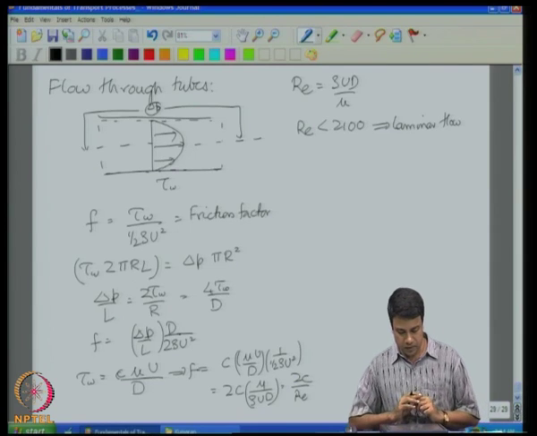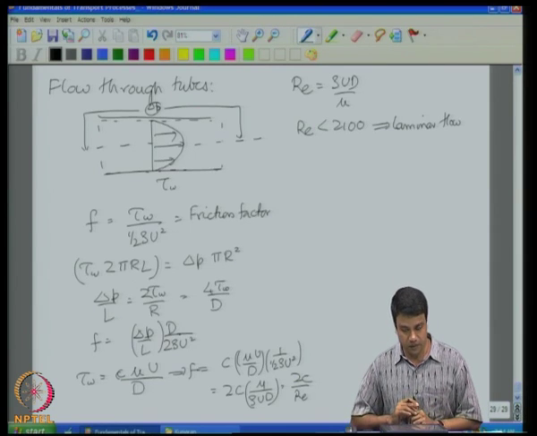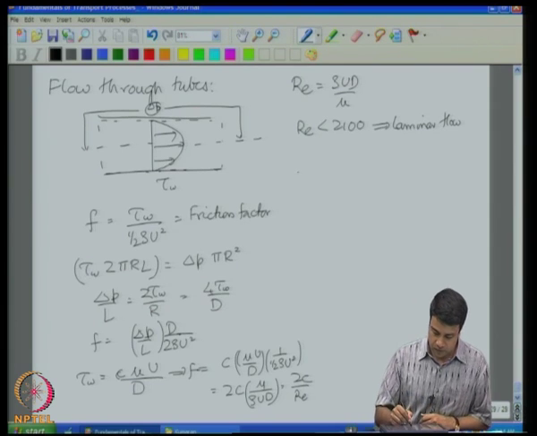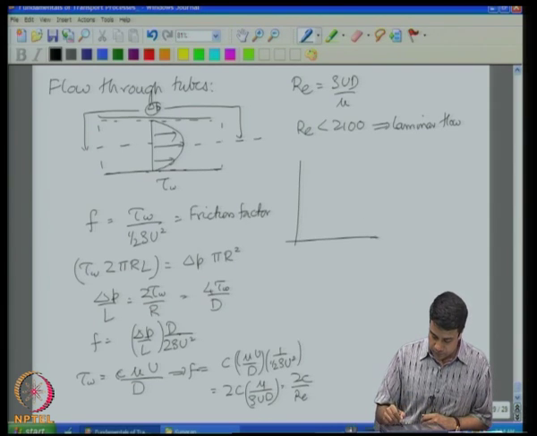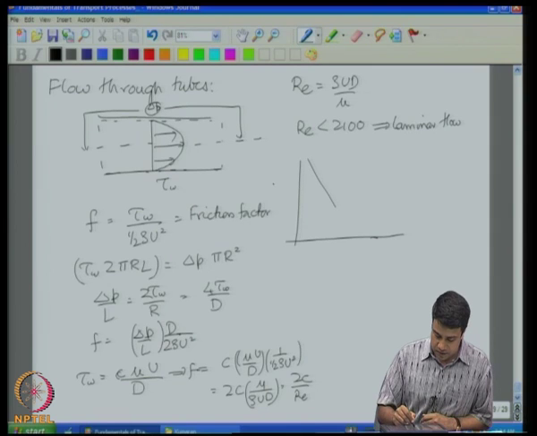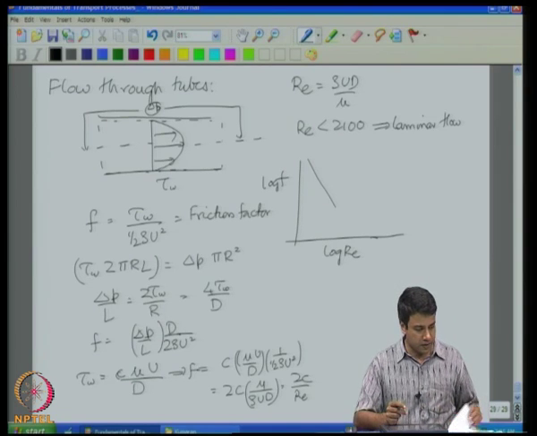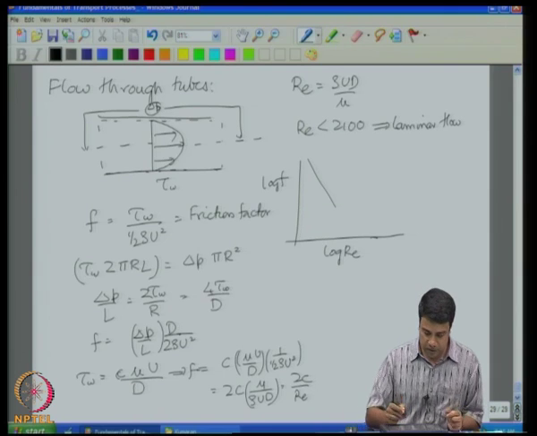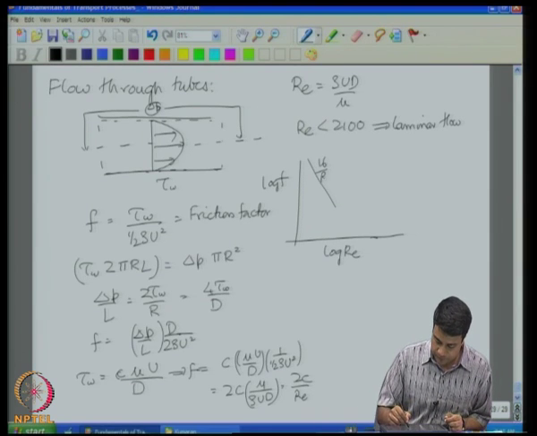Okay. So, in the limit of very low Reynolds number, where you have only viscous stresses and you do not have inertial stresses, the stress has to depend only upon the viscosity, and therefore the friction factor has to go as 1 over the Reynolds number. In the friction factor versus Reynolds number plot, log f versus log Re, in the limit of very low Reynolds number, this friction factor is a constant divided by Re, and this constant is 16.